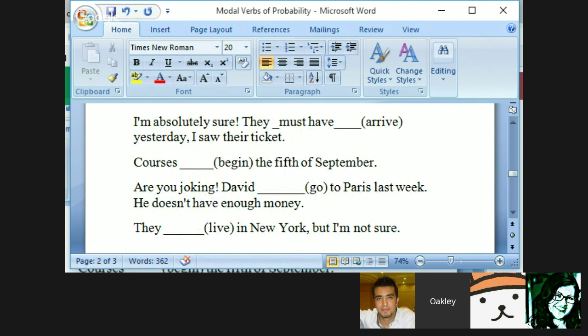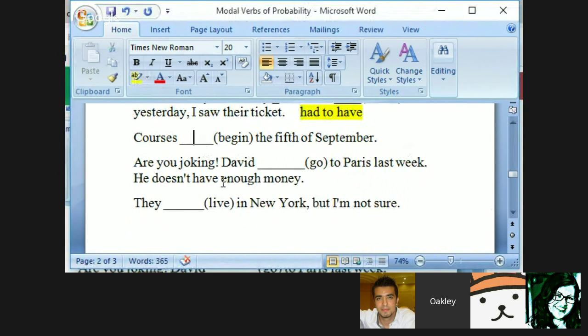Or they had to have. Had to have. Okay, thank you. Had to have arrived yesterday. It is possible. Okay. Well, this one's weird. I don't even understand this one. Okay. Oh, okay. Well, what seems logical? Ziad? Yes. What do you think?